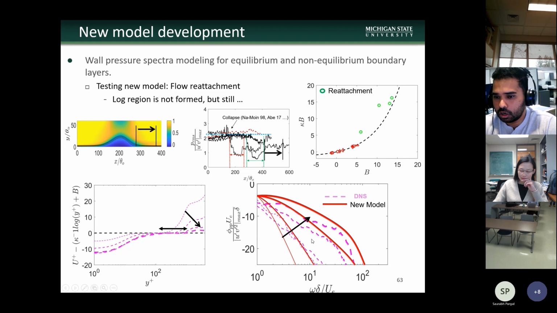So initially, when there is no logarithmic region, as shown by this DNS data, there is directly low frequency content and then high frequency, with no overlap range. But as we go along the streamwise direction, the overlap range begins to form, which is reflected in the logarithmic layer present in the velocity profile as we go along the streamwise direction. And the new model is very nicely able to capture it.